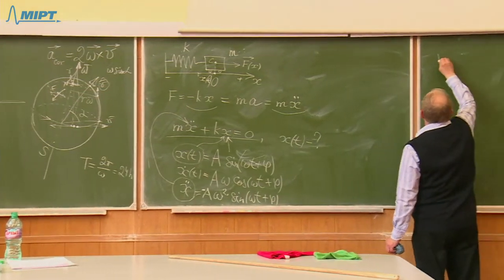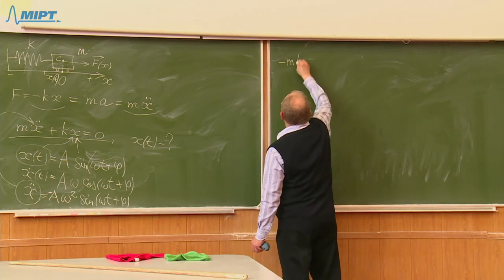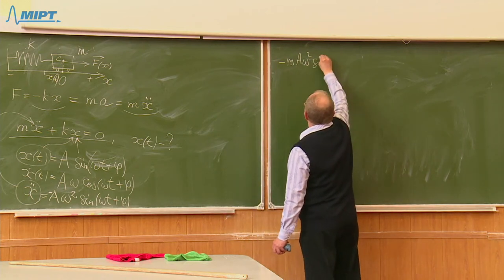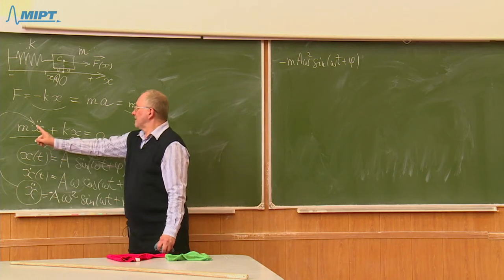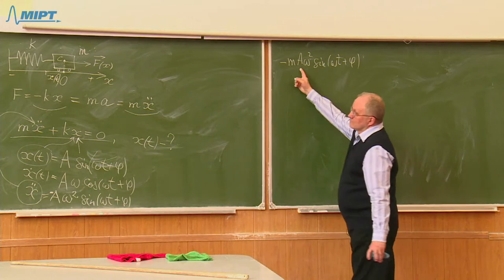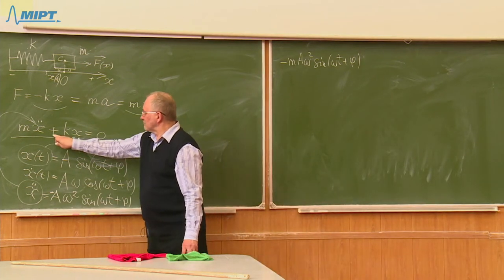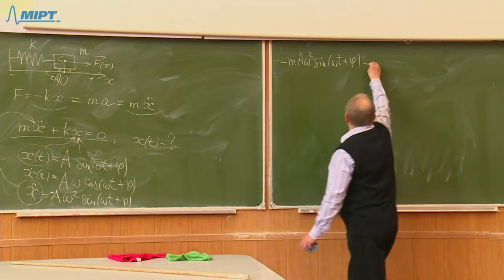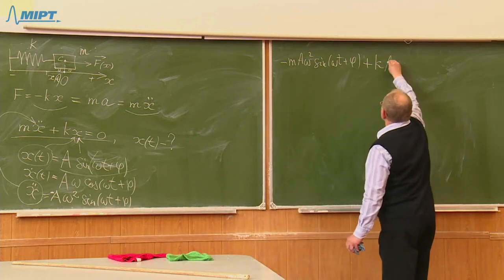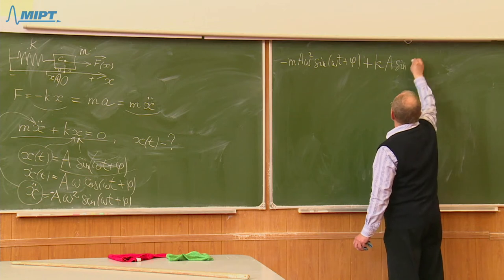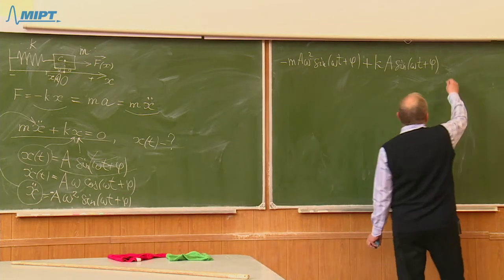Let's do that. So we have m times the second derivative, which is minus A omega squared, so that will be minus m A omega squared sine of omega t plus phi. That is the expression for the second derivative, which I substituted for x double dot. What else is there in the equation? Plus k times x, and for x I must substitute this expression, that will be A sine of omega t plus phi. And all this must be equal to 0. I equate this expression to 0.